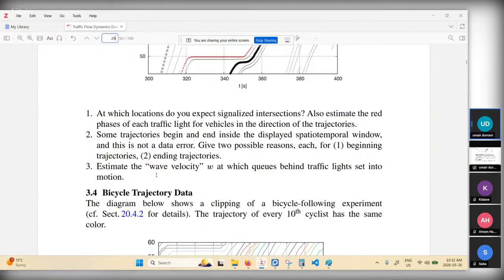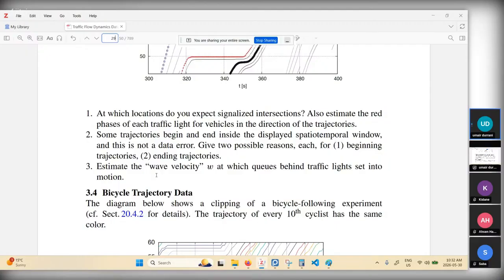Estimate the wave velocity, W, at which queues behind traffic lights set into motion. When I was looking at this question, I looked for the term wave velocity, and interestingly, so far in the book, this term has not appeared. We have not studied wave velocity at all. So I think this refers to the propagation velocity that we discussed before, which is what is happening against the traffic as the traffic jam appears. So I think this is exactly what they are asking for here.